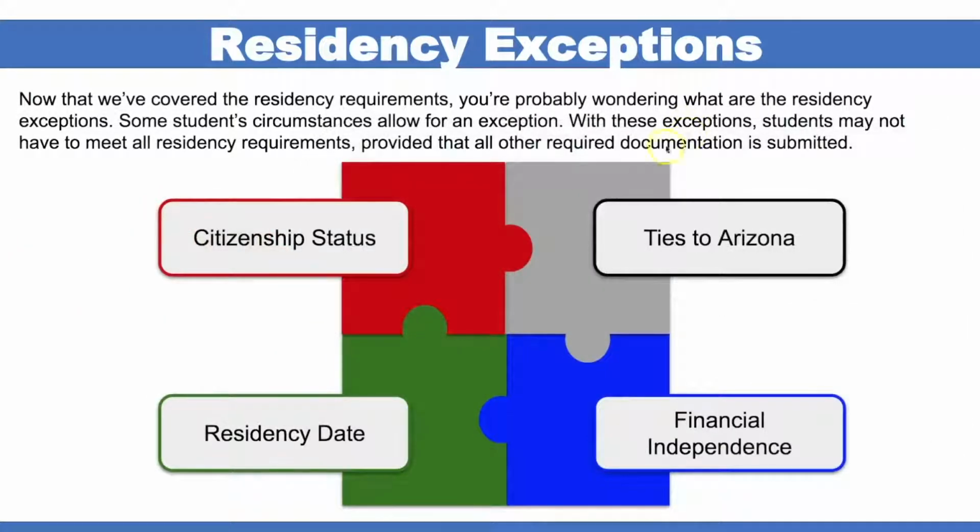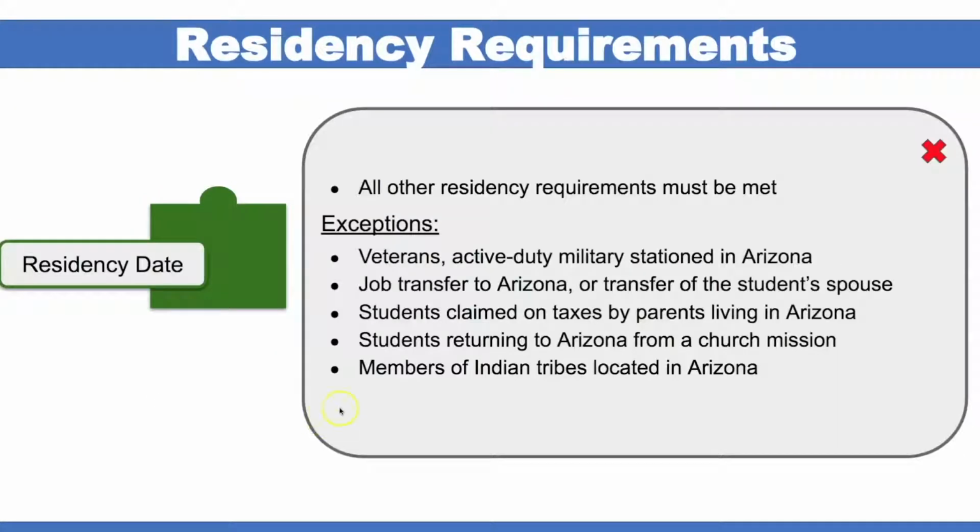Great, let's discuss the residency date. Students who have not lived in Arizona for 1 full year must meet very specific circumstances to override this requirement by submitting additional documents. In most cases, all other residency requirements must be met. Some of the exceptions include veterans, active duty military stationed in Arizona, including the student and their spouse, students transferred to Arizona by their employer, students claimed on federal taxes by their parents, students returning to Arizona from a church mission, and members of Indian tribes whose tribal lands have boundaries located within Arizona.